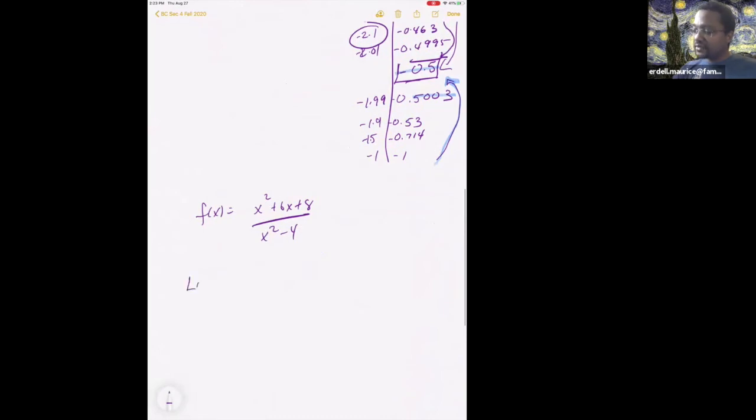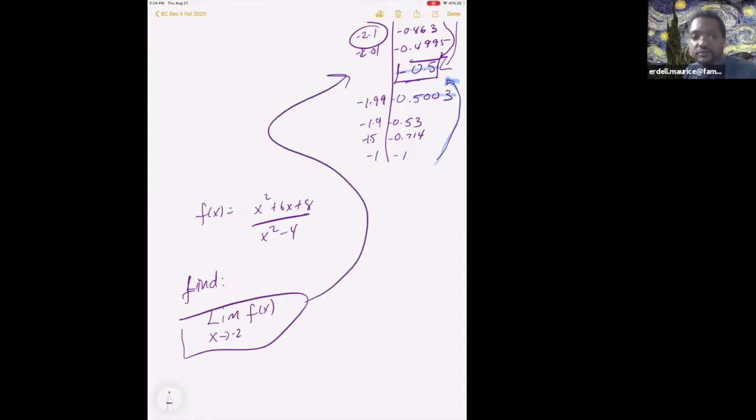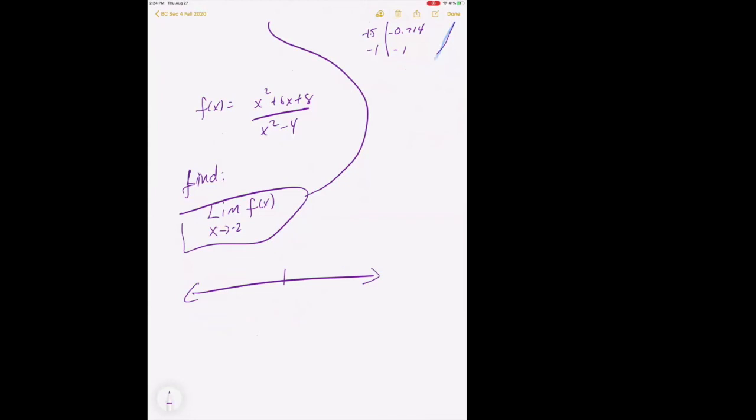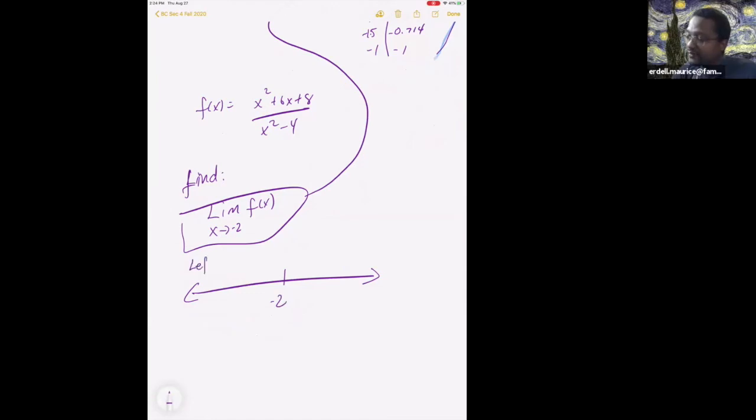And then I said find, and then I gave you this mathematical expression. This small amount of language is actually asking you to do a lot of work. This small amount of language is saying number line. What comes at the center of the number line, somebody? -2. I have to consider the left side of -2 and the right side of -2.